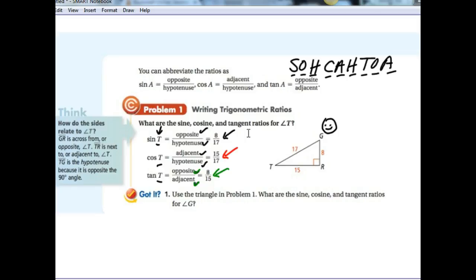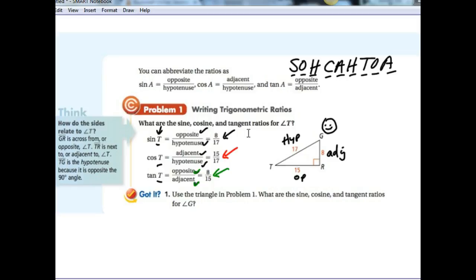If we're looking from this perspective, then this becomes the opposite side. This becomes the adjacent side. And the one across from the right angle, of course, is always the hypotenuse. So when we look at this, it said use the triangle in problem 1. What are the sine, cosine, and tangent for G?